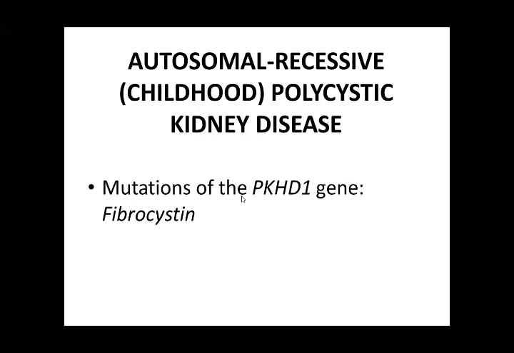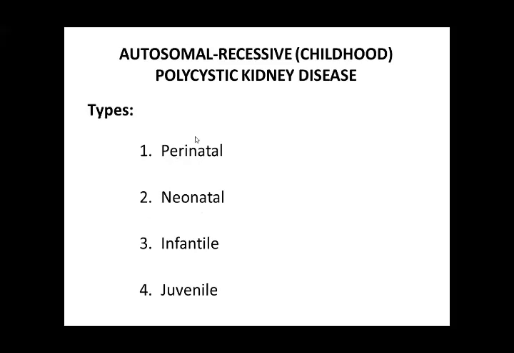Autosomal recessive polycystic kidney disease, or polycystic kidney disease of the childhood. Polycystic disease of the childhood is autosomal recessive, and it is because of abnormality of the polycystic kidney disease type 2 gene, and that encodes for the protein fibrocystin. When do you see the abnormalities?